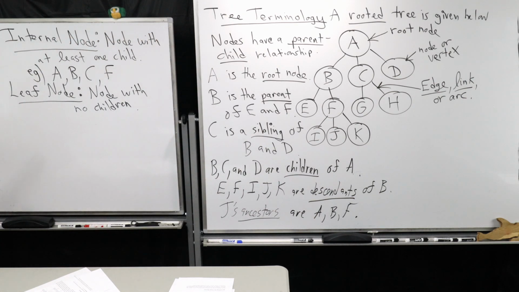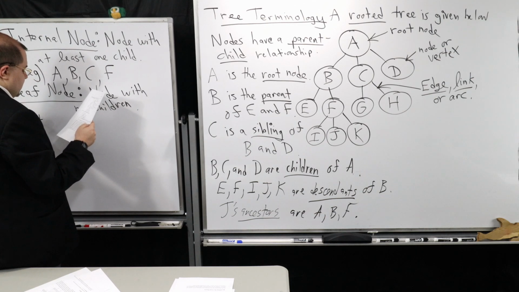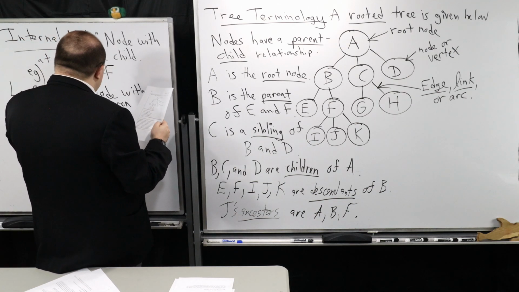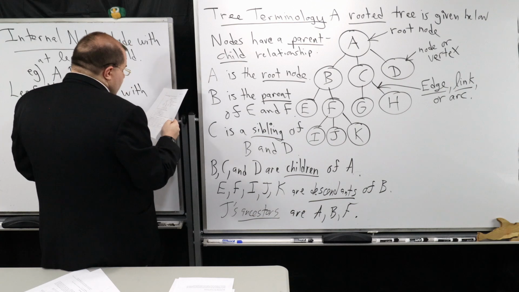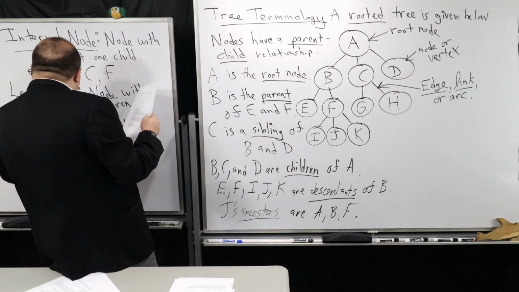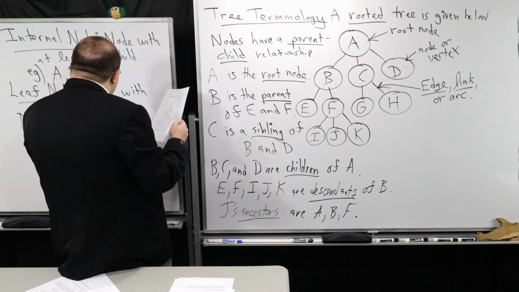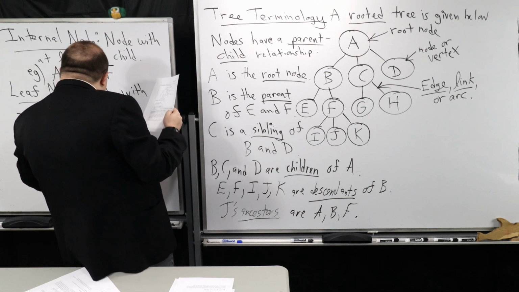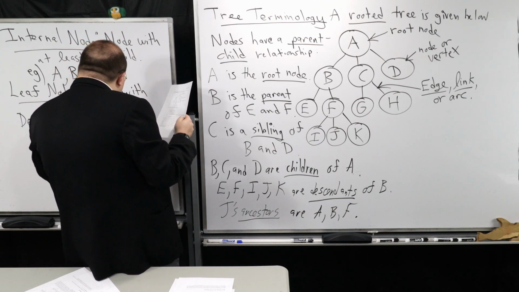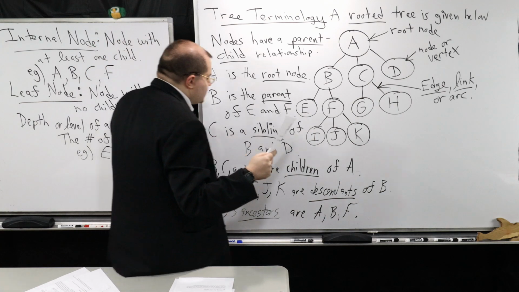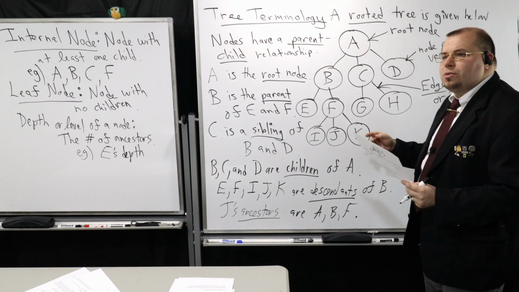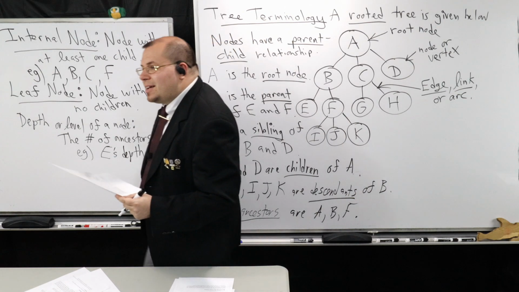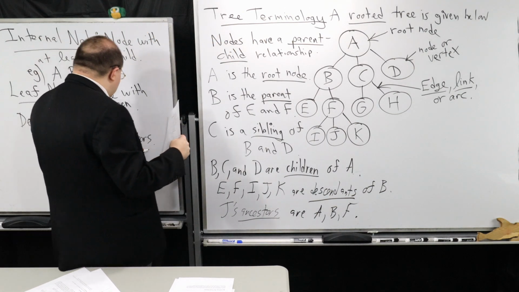So there's other terminology I want you to be aware of: the depth or level of a node. This is simply the number of ancestors it has. So for example, if I give you node E, what's the depth of node E? Yeah, it's just 2, right? Because it has 2 ancestors.